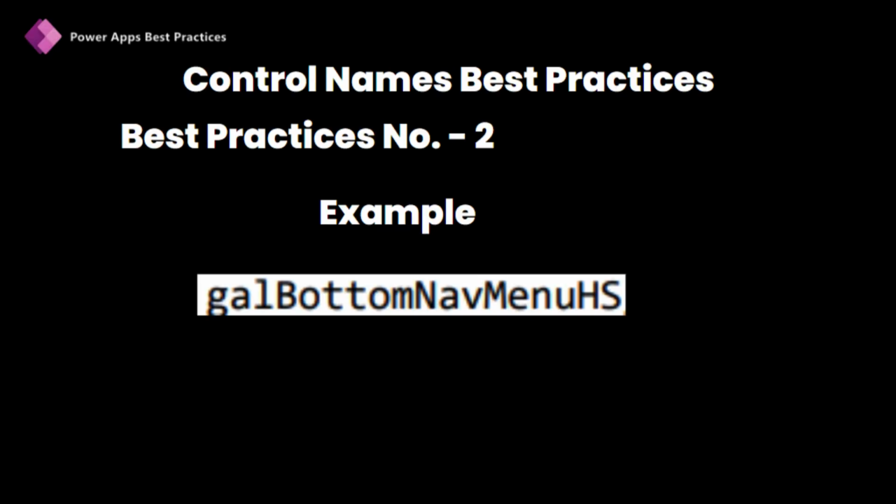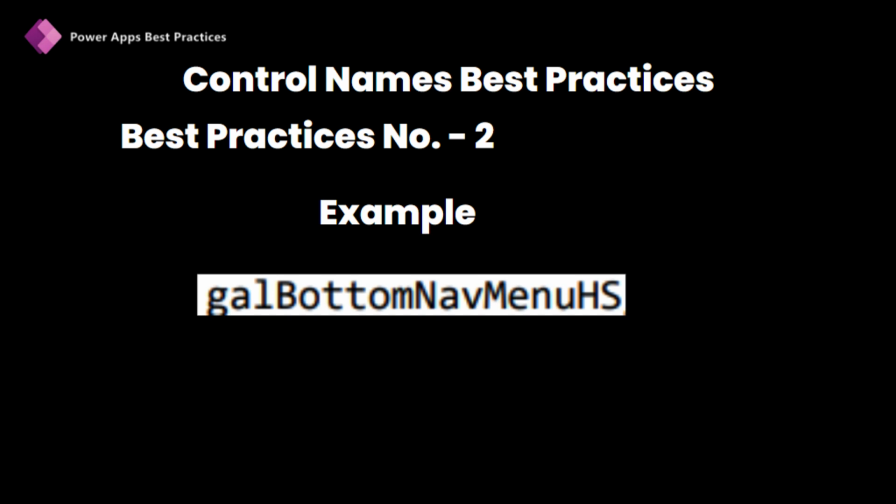Next, let's discuss best practices tip number 2 for controls name naming convention, that is, control names must be unique across an application. If a control is reused on multiple screens, the short screen name should be suffixed at the end as given in this example, where it is starting with gal, that is for gallery control, then the purpose of the control, which is self-explanatory, it is used to hold the bottom navigation menu, and at last it is using HS, which is telling us this variable is used in the home screen, hence it ends with HS. This approach makes it easier to reference the control and formulas across screens.